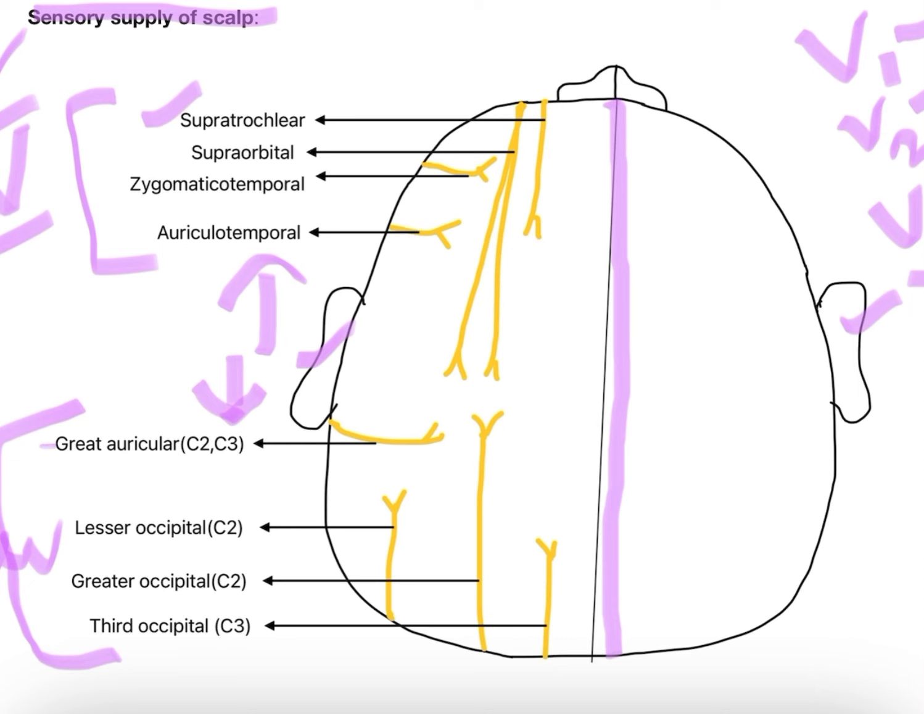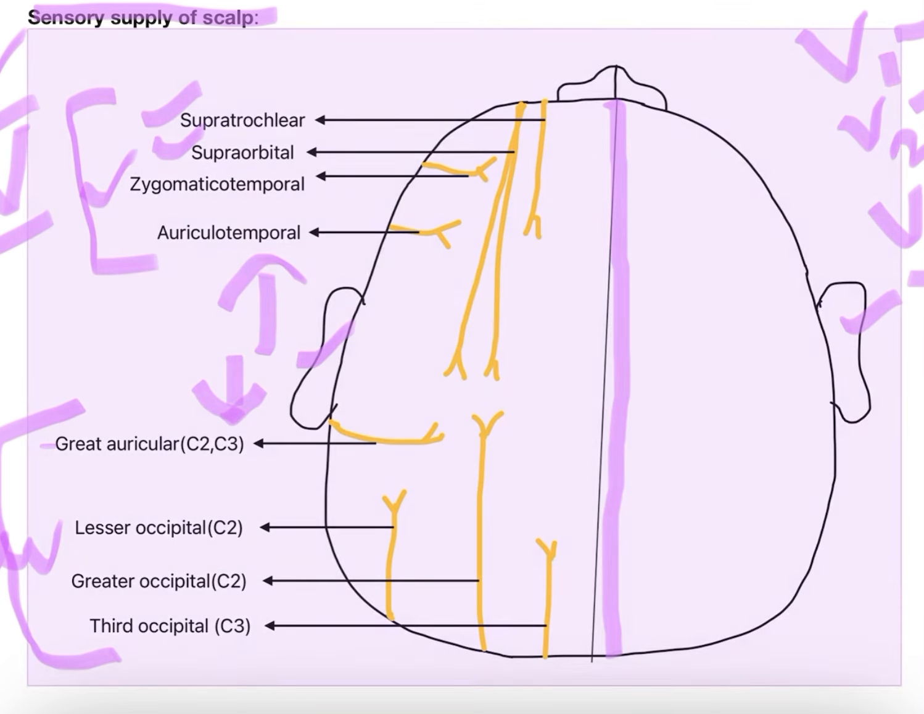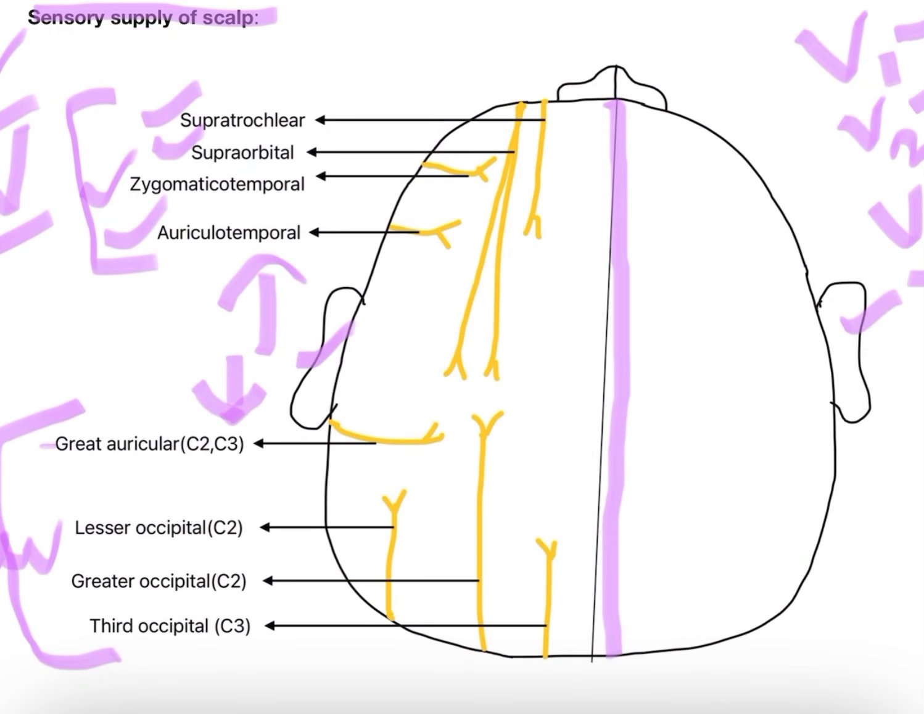The first two nerves are branches of the ophthalmic division. The third nerve is a branch of the maxillary division. The fourth nerve is a branch of the mandibular division. So let us see the names of them. The four sensory nerves which supply the scalp in front of the auricle are the supratrochlear, supraorbital, zygomaticotemporal and auriculotemporal nerves.